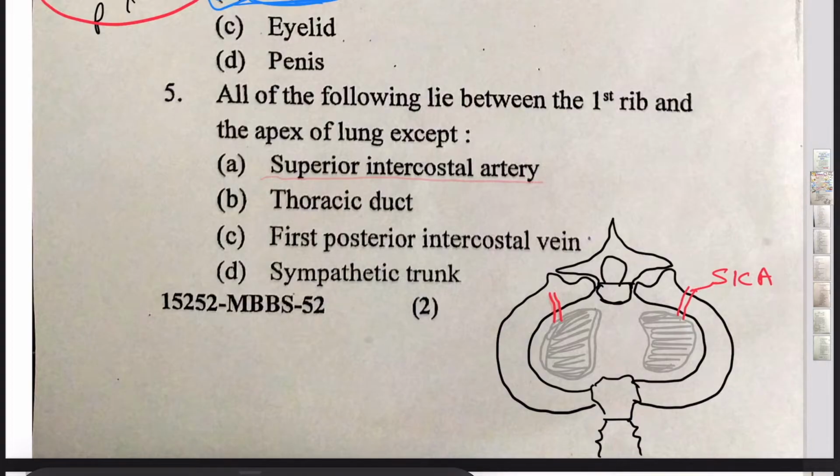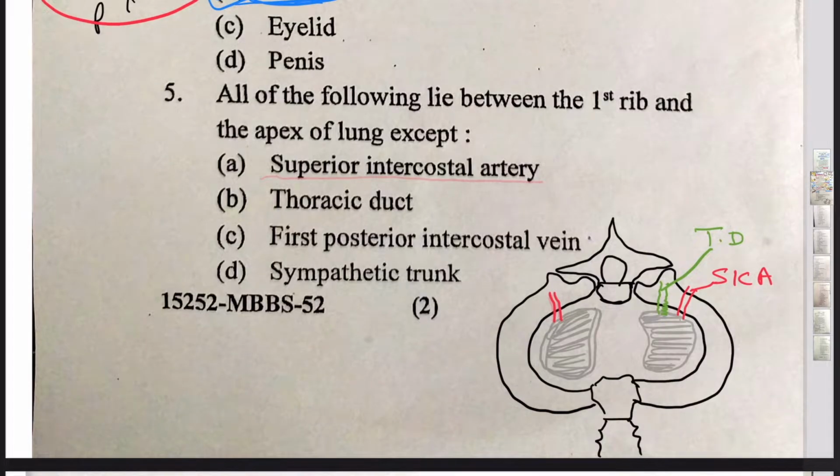And also remember that the thoracic duct becomes a content of the carotid sheath on the left side. Then of course it drains at the junction of the left internal jugular and left subclavian veins, into the left brachiocephalic vein. So I have drawn the thoracic duct on the left side. First posterior intercostal vein.